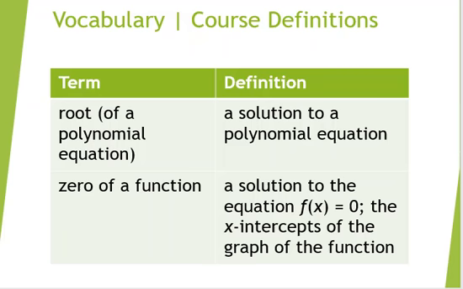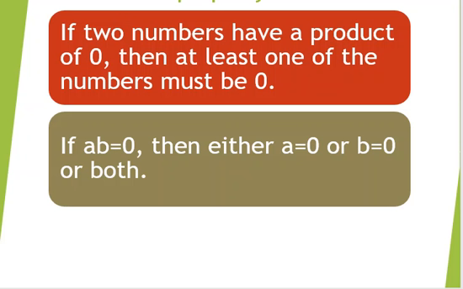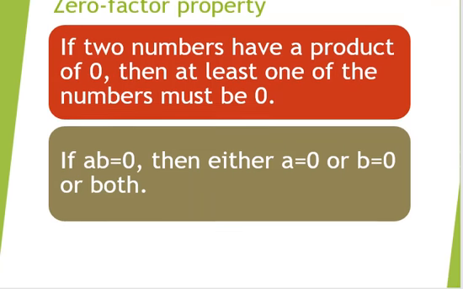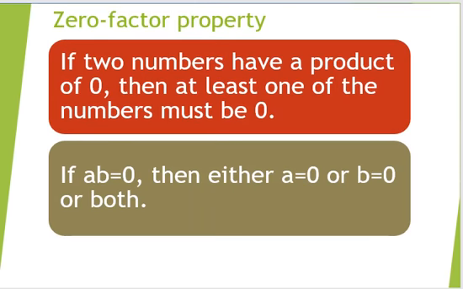Before we actually do anything, I want to talk quickly about a zero property rule, or a zero factor property. If two numbers have a product of 0, then at least one of the numbers must be 0. So if AB equals 0, then either A is equal to 0 or B is equal to 0 or both.